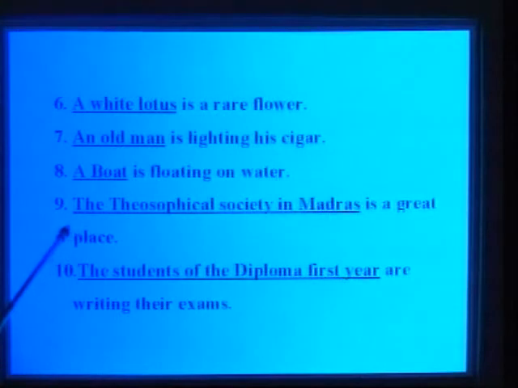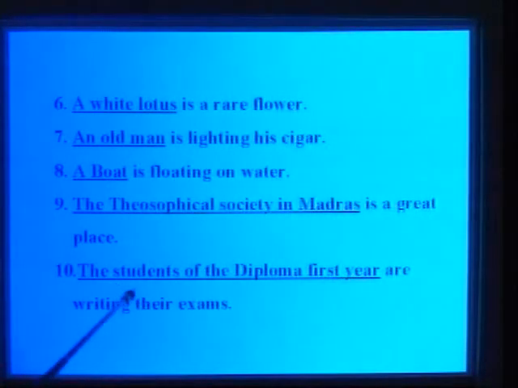Then again the ninth sentence: the Theosophical Society in Madras is a great place. You are not talking about just the Theosophical Society, the society which is in Madras you are talking about. It may have many branches all over the world, but you are talking about the one in Madras. So the Theosophical Society in Madras becomes the subject. Is it clear? So whatever we speak about, the complete thing is the subject in a sentence.